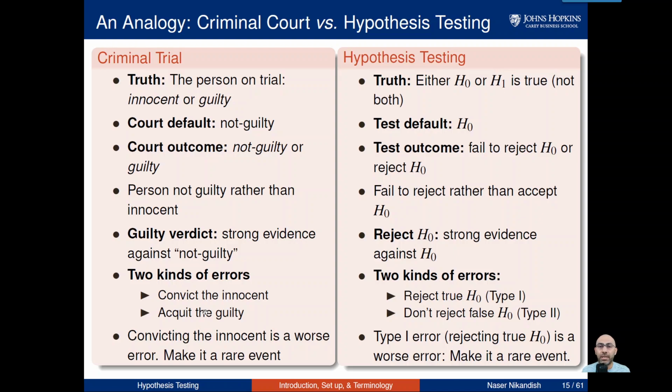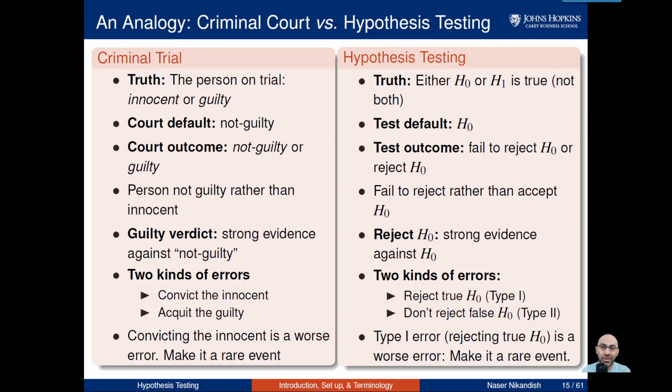There are two types of error in a court. Either you are convicting an innocent or you are acquitting a guilty person, right? There are two types of error in hypothesis testing. Either you are rejecting a true H0, we are going to call that type 1, or you are not rejecting a false H0, right? We are going to call that type 2 error. So we have two types of error. And between these two, type 1, rejecting a true H0, is more serious. And I'm going to explain it with that court example.